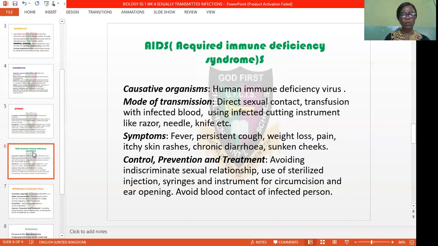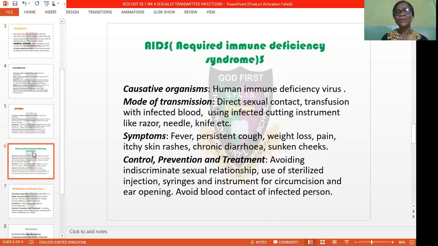How do we control, prevent, and treat acquired immune deficiency syndrome? One, avoid indiscriminate sexual relationship with anybody, whether infected or not. The use of sterilized injections, syringes, especially in the hospital, and also instruments used for both male and female circumcision, for ear piercing or opening. All instruments must be sterilized, and also avoid blood contact from an infected person.